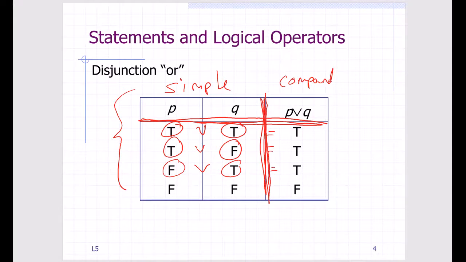And with a disjunction, with an or statement, the only way to get a false is to combine two falses. So false or false equals false.